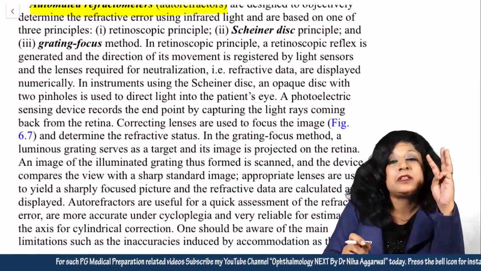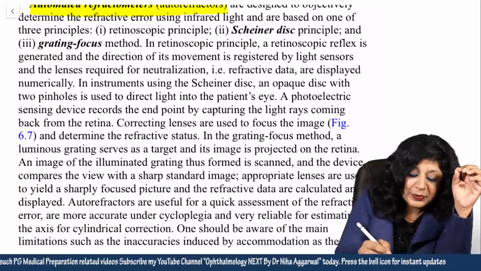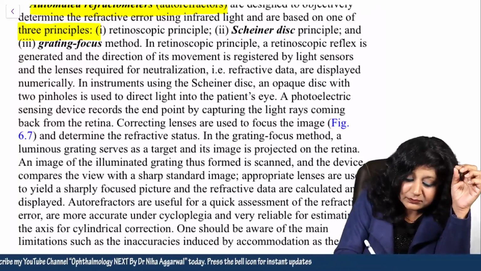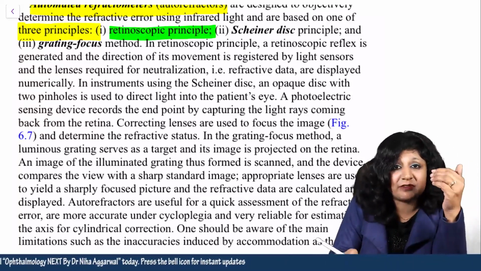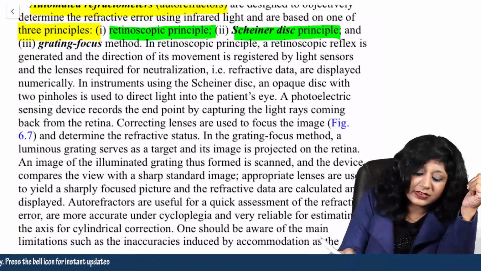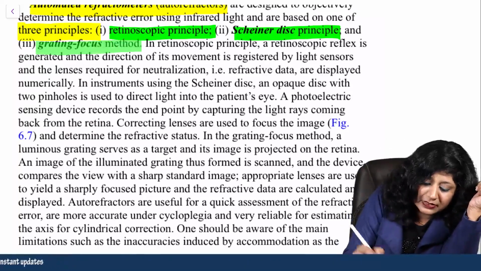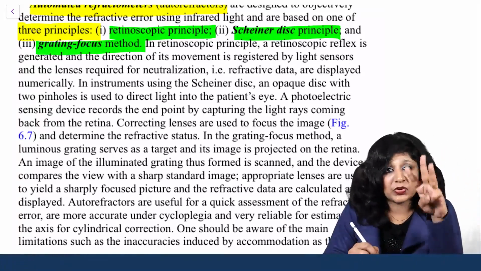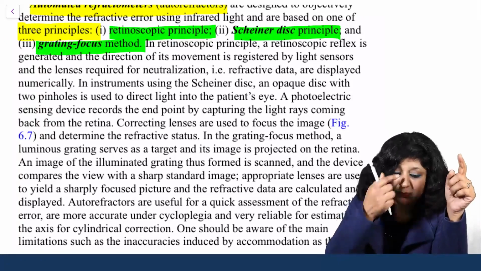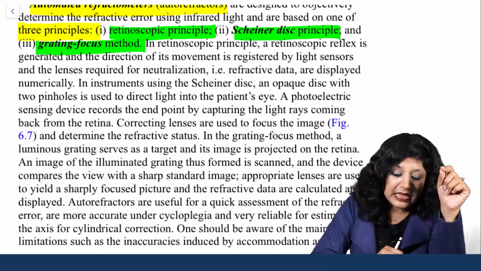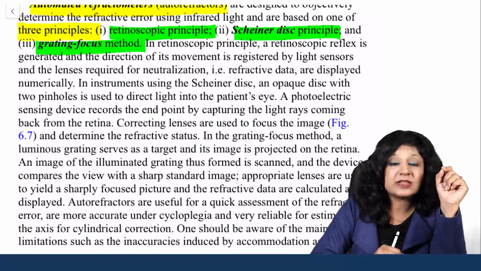Now what you have to remember is the principles on which they are working. So they are working on 3 principles. These 3 principles are the retinoscopic principle that we have discussed up till now, then the Scheiner disk principle, and the third is the grating focus method. So first of all, you should know that it is working on 3 methods or 3 principles. And what are these 3 principles? We have the retinoscopic principle, the Scheiner disk principle, and the grating focus method.